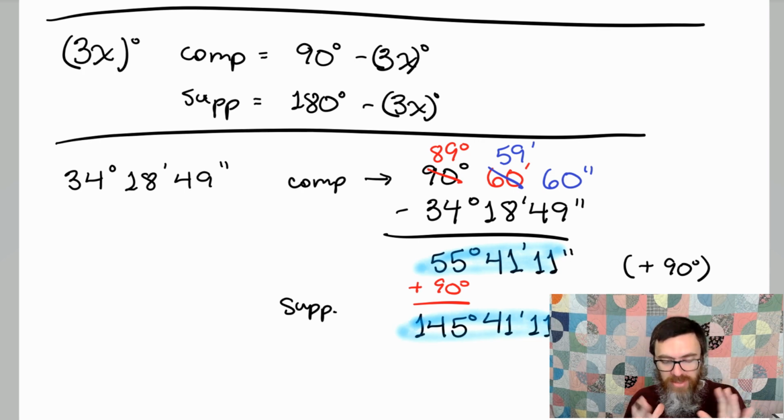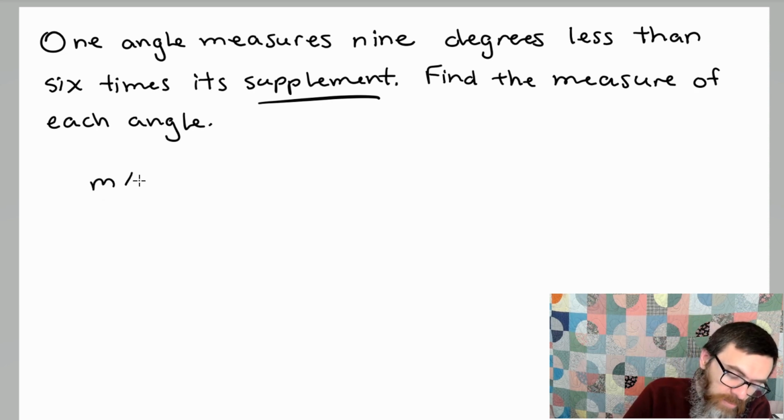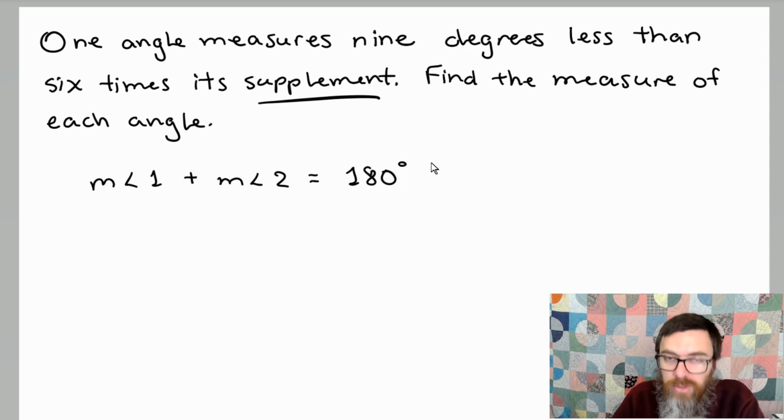So make sure that you pay attention, that you add and subtract correctly, and everything's going to be fine. So take this one right here. It says one angle measures 9 degrees less than 6 times its supplement. Find the measure of each angle. So we're talking about supplements here, which means we know that the sum of the measures of these two angles is 180 degrees. Okay? So let's take that first sentence because I think it tells us a lot.